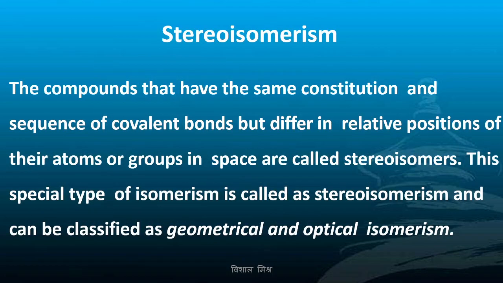Next comes stereoisomerism. About stereoisomerism we'll be learning in class 12, but just the basic definition: what we need to know here is that these compounds have the same constituents and covalent bonds, but their arrangement in space is different, and this special type is known as stereoisomerism. And stereoisomerism is classified as geometrical and optical. Geometrical means the relative positioning is different, and in the case of optical isomerism, it is something related to mirror images. We'll be learning this later.